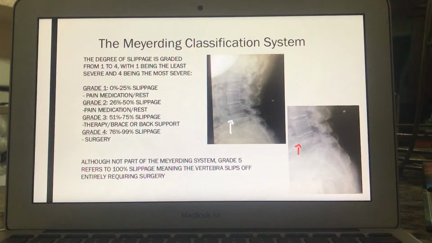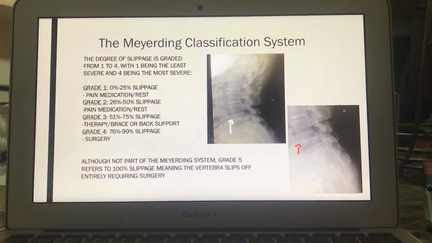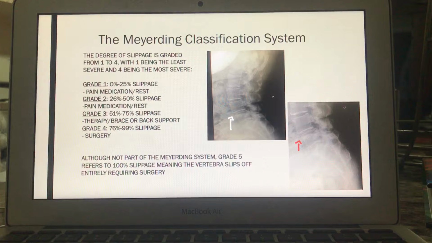Grade 2 is a bit more severe. The slippage is now 26% to 50%, however, the patient will still receive just pain medication and some rest. Now, when we go to grade 3, the slippage is now 51% to 75%, and it would require the patient to receive therapy and probably use a brace or some back support. And then we have grade 4, which is 76% to 99% slippage, and this is a severe anterior listhesis, which would require surgery.